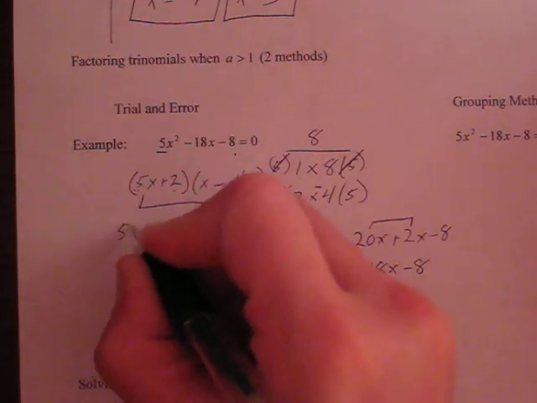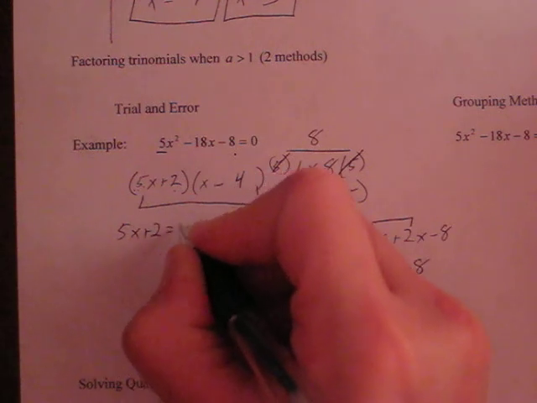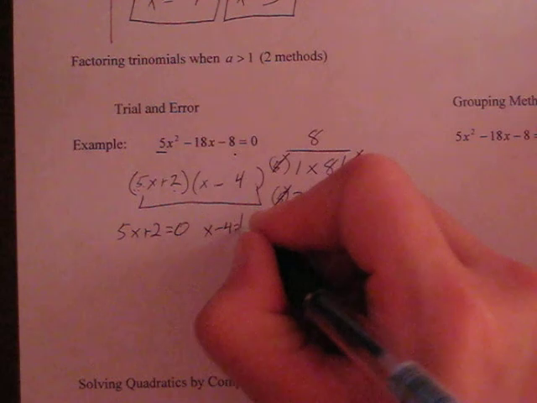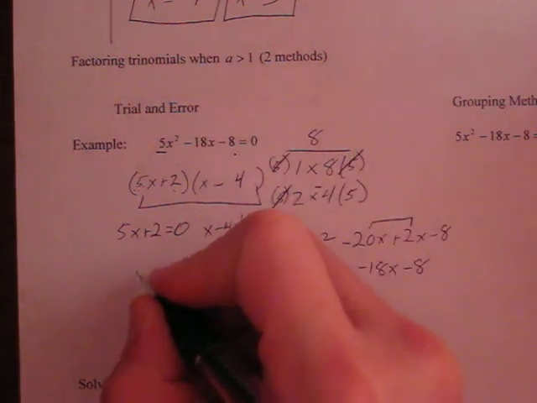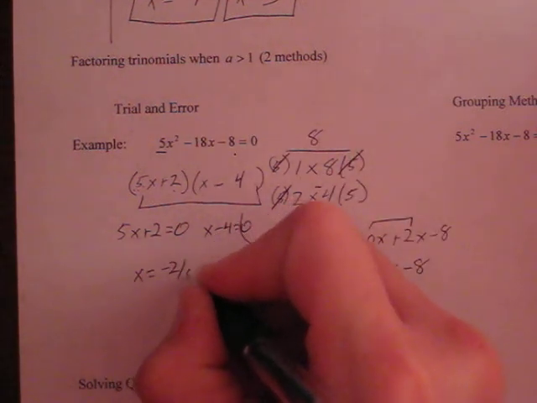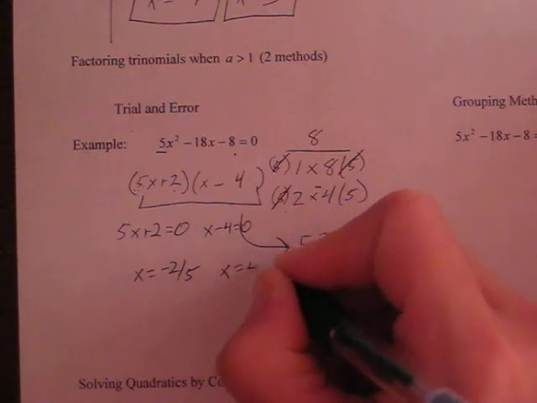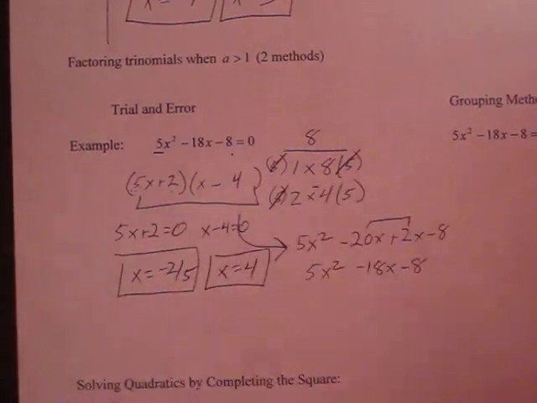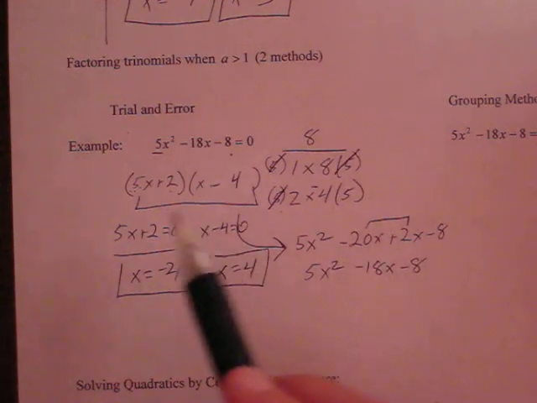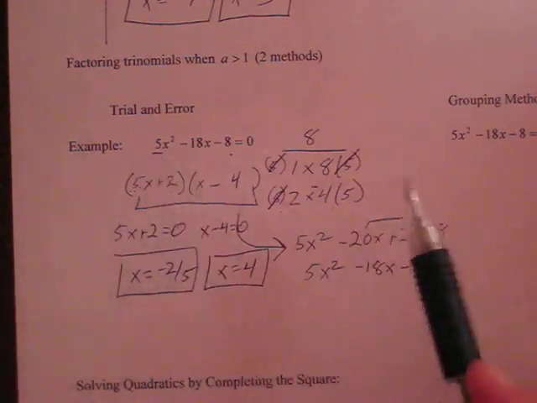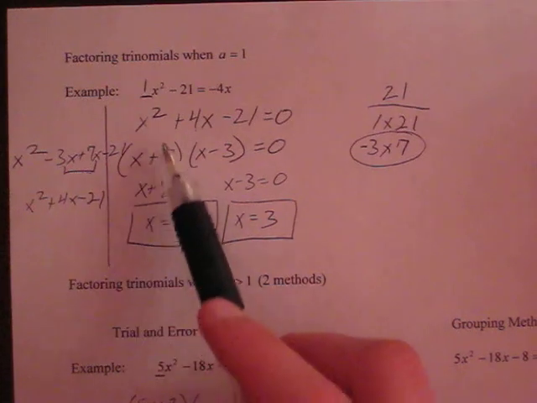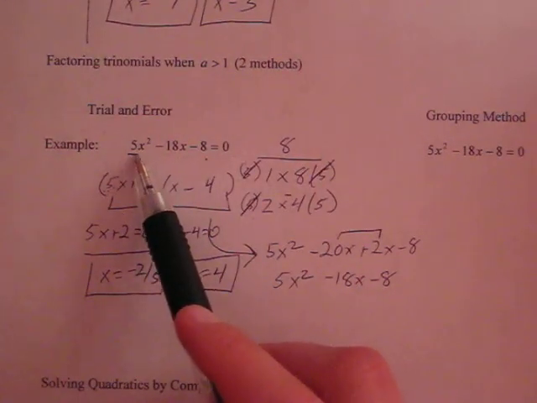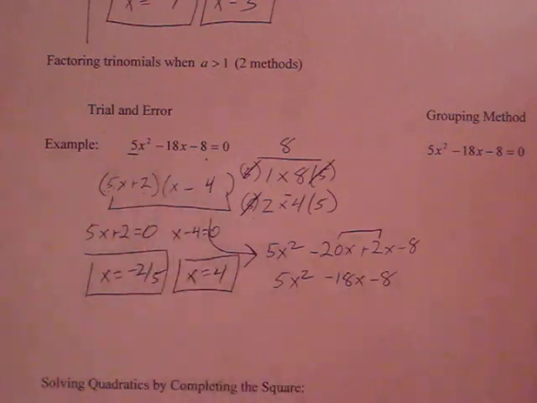And so if I use the zero product property, I can say 5x plus 2 equals 0, and x minus 4 equals 0, and then I have x equals negative 2/5, and x equals 4, which is going to be my answer to this quadratic equation. Once again, this is solving when a is greater than 1. It's the same as solving when a equals 1, except you have to find the factor pairs that work when they're multiplied by the factors of a.